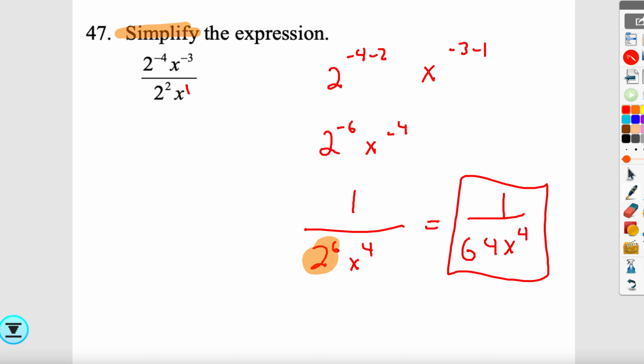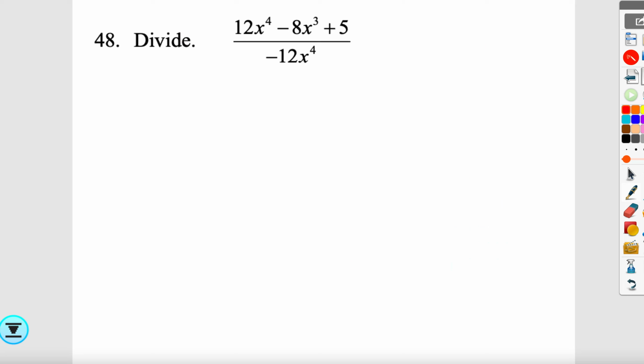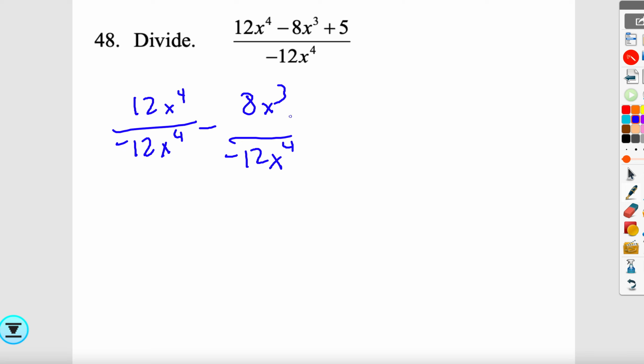All right, let's push through, guys. We're almost done. Oh, we're dividing polynomials. So this one's a simple rule that we learned in the lesson for dividing polynomials. What we do is make 3 fractions: 12x to the 4th over negative 12x to the 4th, minus 8x cubed over negative 12x to the 4th, plus 5 over negative 12x to the 4th.